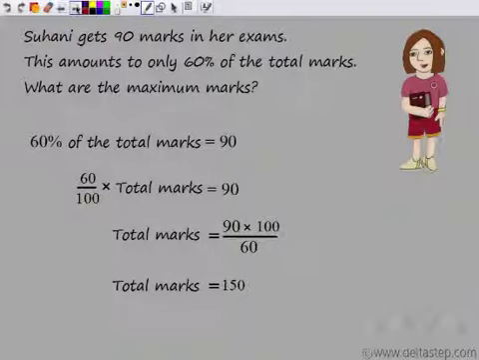So 90 out of 150 makes it 60% of the total marks. So you can say that she scored 90 out of 150, or you can say she scored 60% of 150. That is one and the same thing. So remember that whenever numbers are too small, we can compare them by percentage. Percentage means per 100.